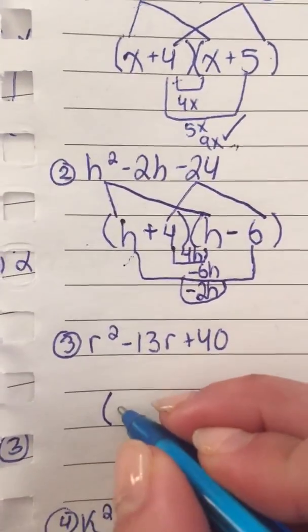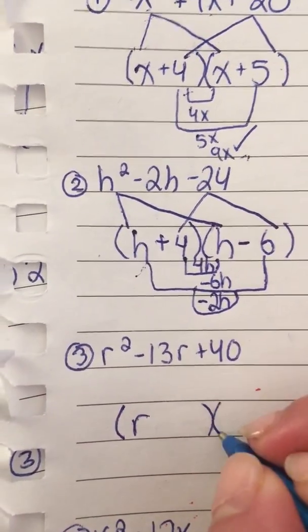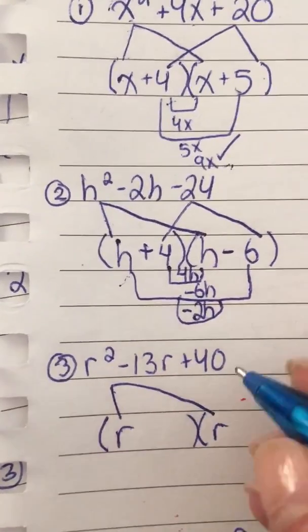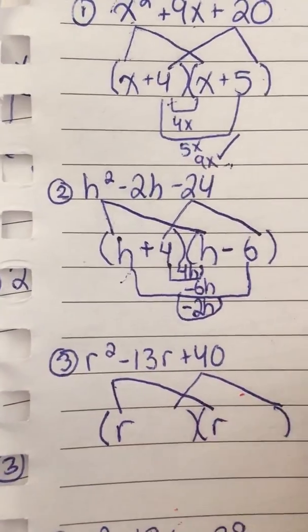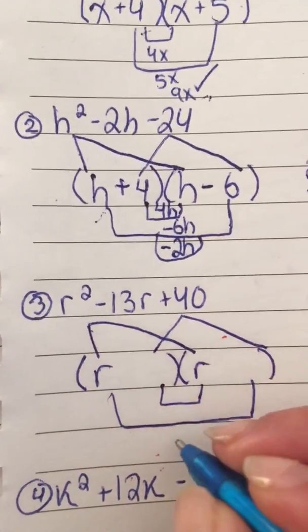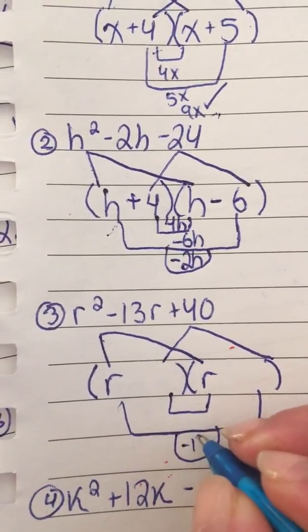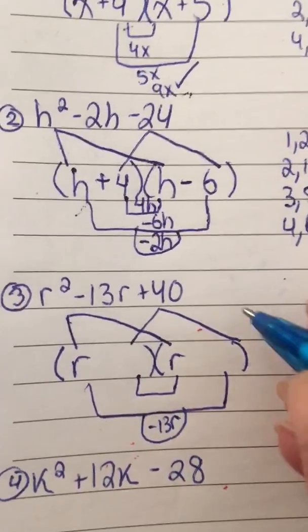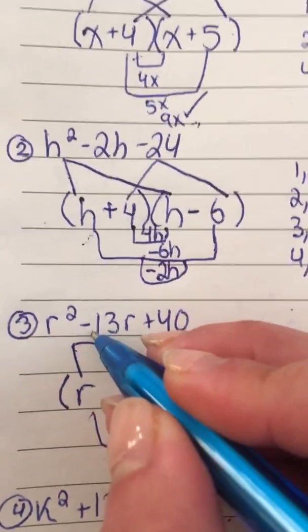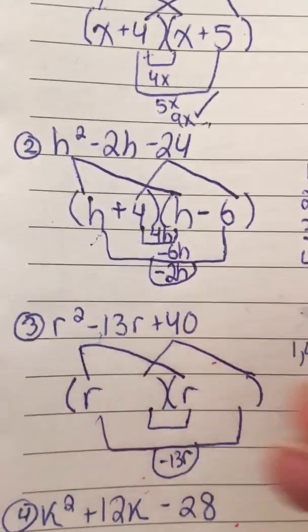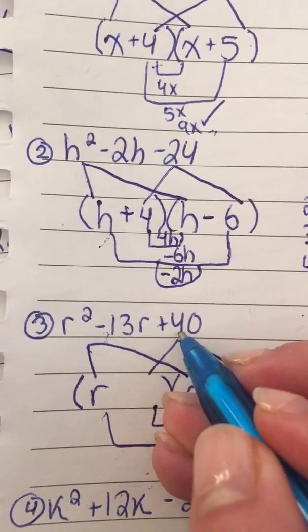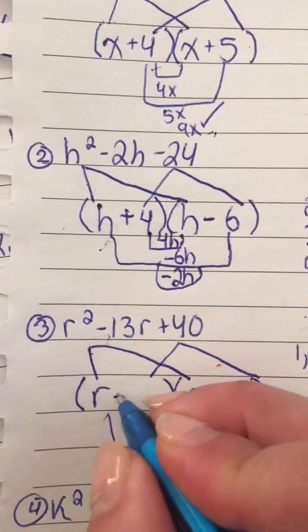So here we have, oops, I already set it up. I already knew it's going to be r times r in the front, right? To make r squared. And then we need to multiply to 40. But we need inner and outer to add to negative 13r. So let's see, for 40 we could use 1 and 40, but again, since there's a minus in the middle, one of them might have to be negative, or actually in this case they both have to be negative because they have to multiply to a positive but add to a negative. So you can already set up your negatives.